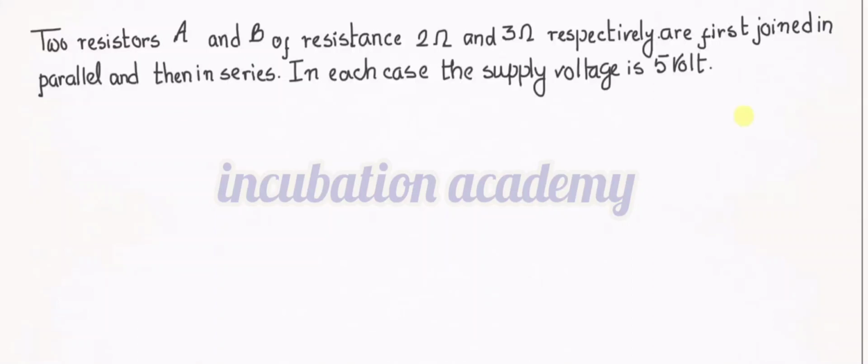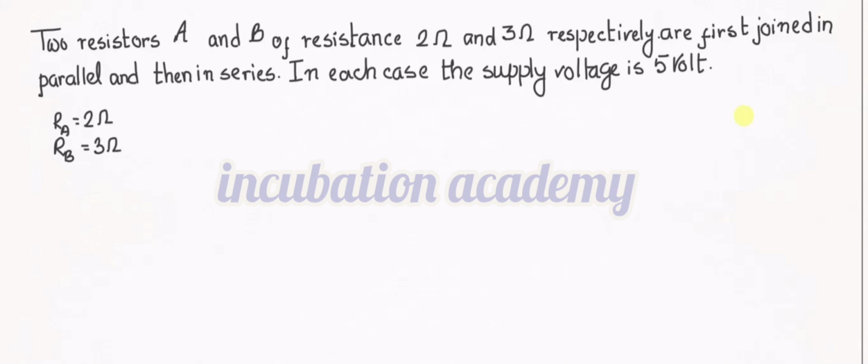Welcome everyone. The question is: two resistors A and B. Obviously their names are given as A and B, and their resistances are 2 ohm and 3 ohm. The values of RA and RB: let us write that RA is 2 ohm and RB is 3 ohm.